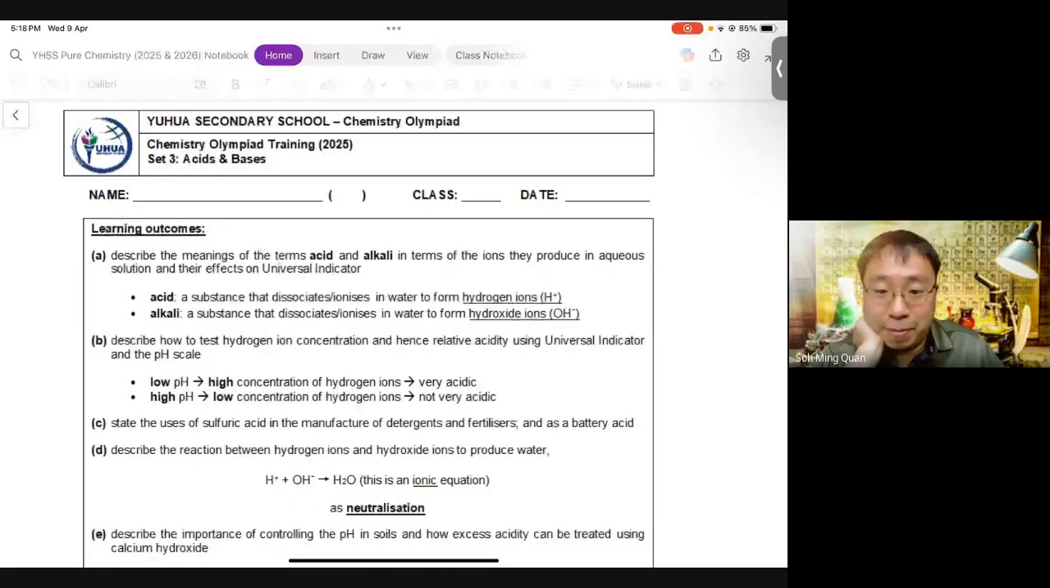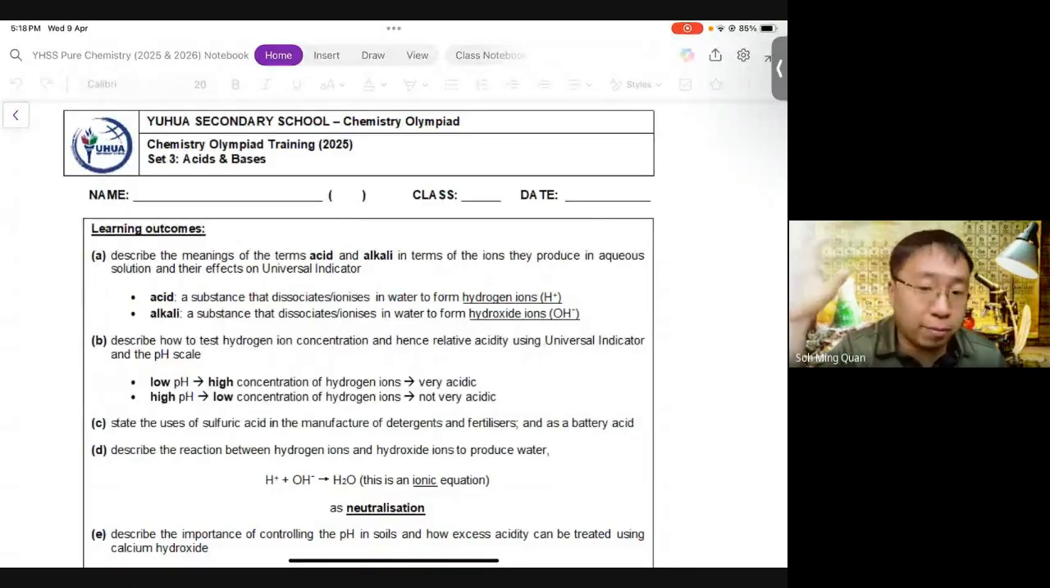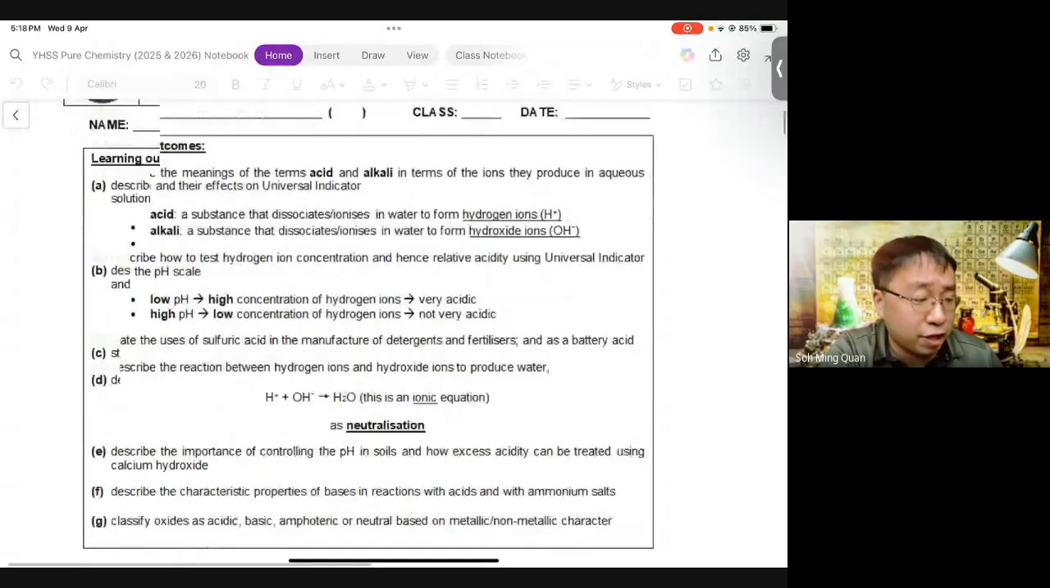Welcome back to the Chemistry Olympiad training. We'll be doing acids and bases today. This will be really helpful for us in our Sec 3 Pure Chem as well. So let's jump straight into it. Now let's start with a few definitions and properties.